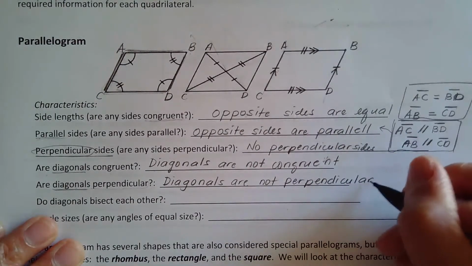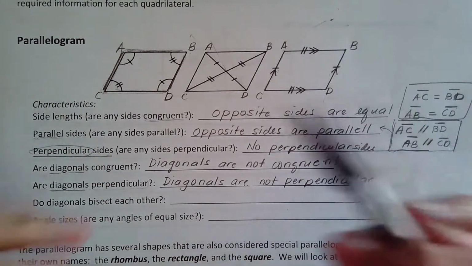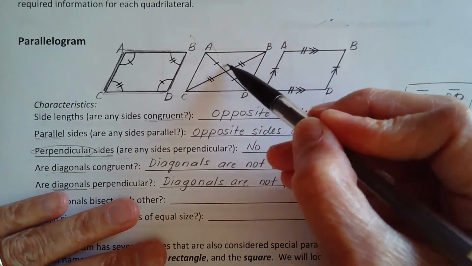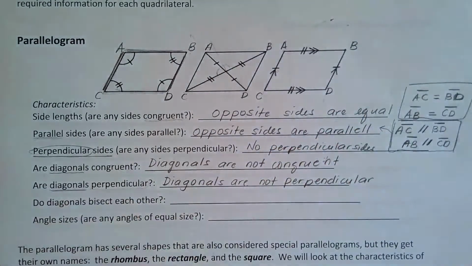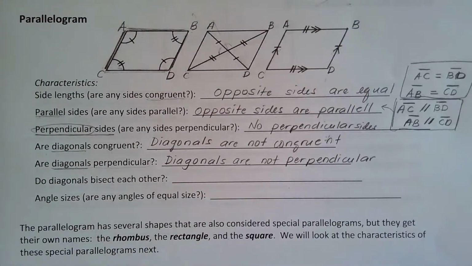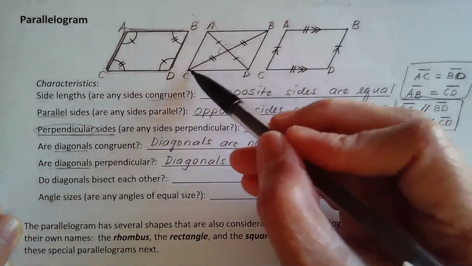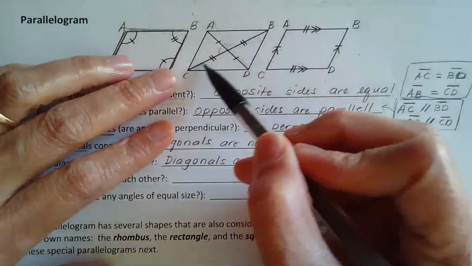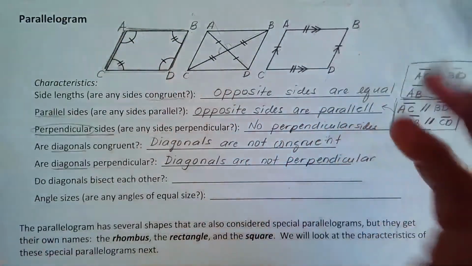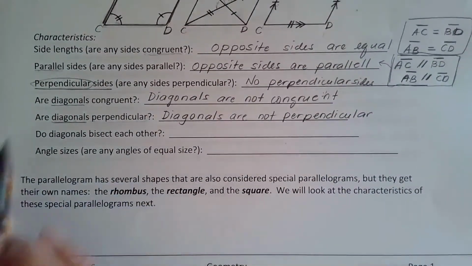Okay, so they don't make 90 degrees with each other. As you can see here, this is more than 90 degrees, and if we measure this part here, it's actually less than 90 degrees. So, are the diagonals congruent? No, because the fact that it's tilted to one side makes this diagonal longer, and the diagonals are not perpendicular to each other. Okay, next one.